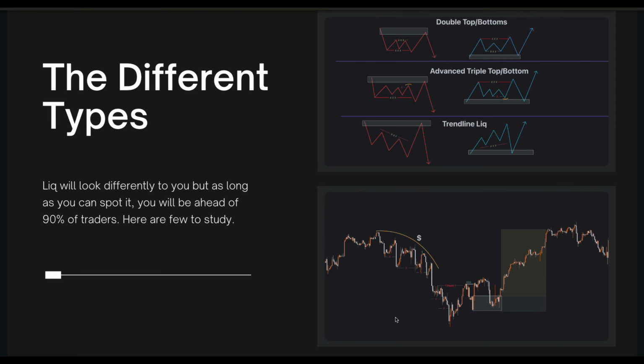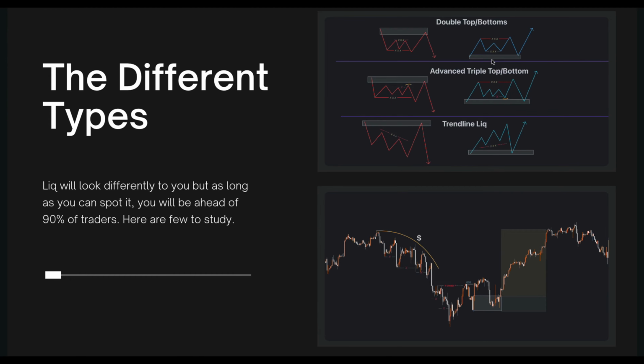All right, let's talk about the different types of liquidity. Liquidity will look different to you, but as long as you can spot some kind of form of liquidity, you will be ahead of 90% of traders. Here are a few to study. So the most common that you'll hear is something like double tops, double or triple bottoms, trend line liquidity, etc. I'm going to be honest, these aren't very common. Okay, they are somewhat common, but not extremely. And even if something like this does show up, it's not going to look this neat.